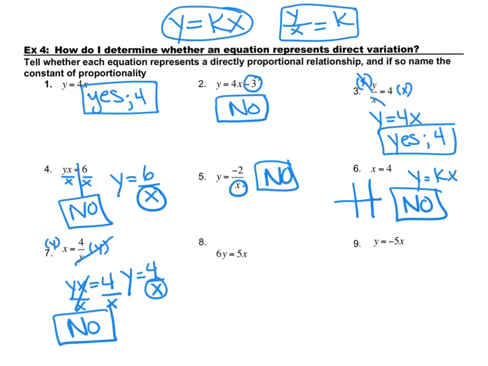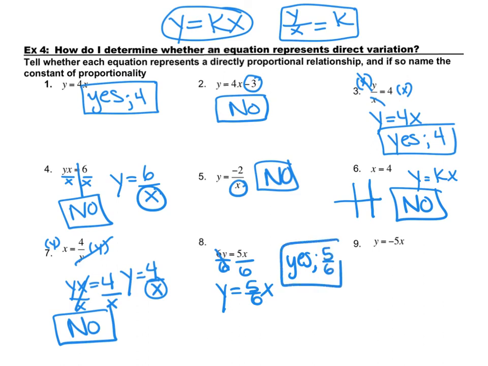All right, 6y is equal to 5x. Let's get y all by itself. We're going to divide by 6 on both sides. I'd have y is equal to 5 over 6 times x. So yes, this is going to be direct variation, and our constant rate of change, or the constant of proportionality, is 5 over 6.